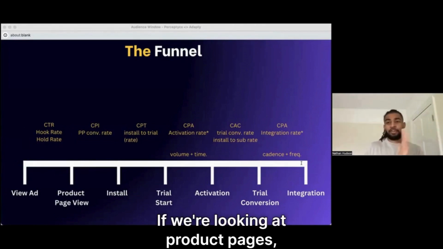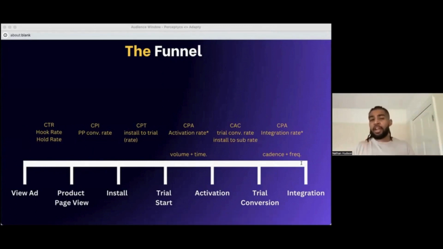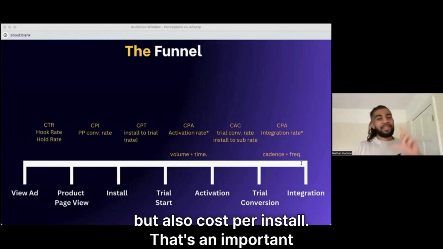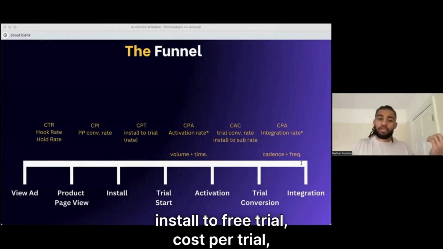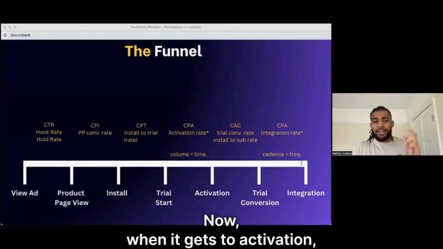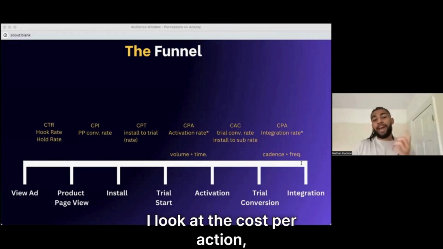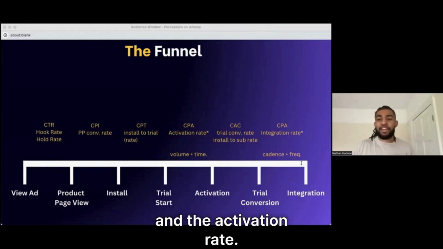If we're looking at product pages, obviously we're going to look at the product page conversion rate, but also cost per install. That's an important metric. If we're looking at install to free trial, cost per trial, and install to trial rate, right? Easy stuff. Now, when it gets to activation, I look at the cost per action, which in this case would be activation, and the activation rate.